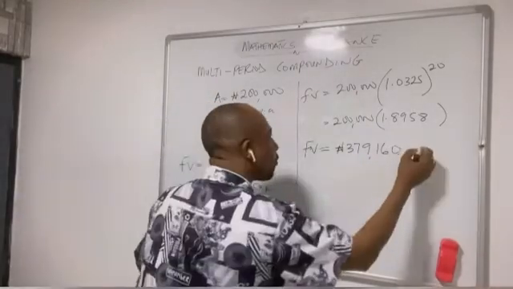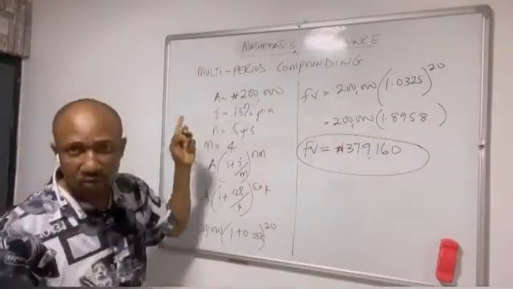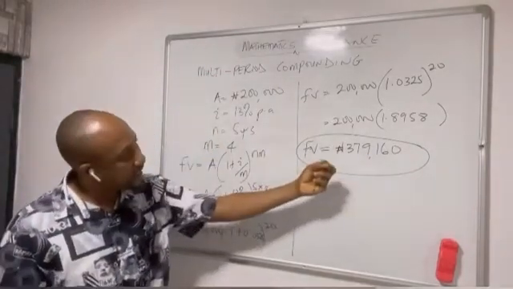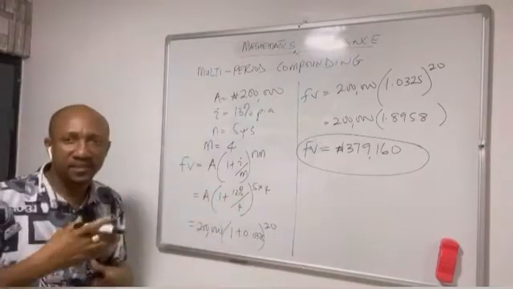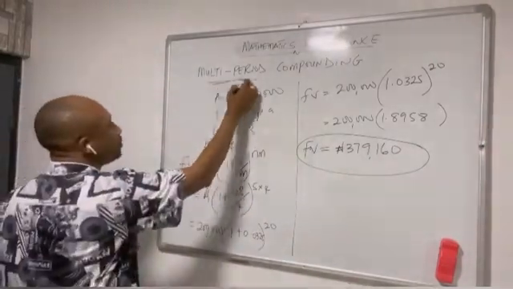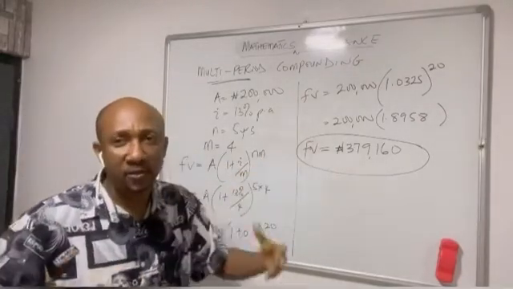379,160. Now if you compare this final value to the value we got in the last example, you will realize that this value is higher. Because the effect of multi-period interest payment is that it will give you a future value that is higher.